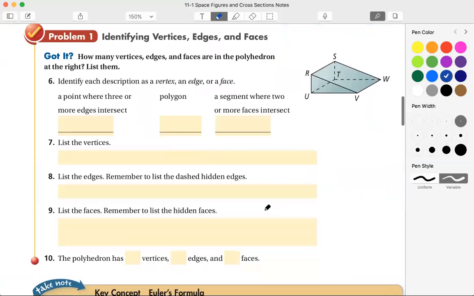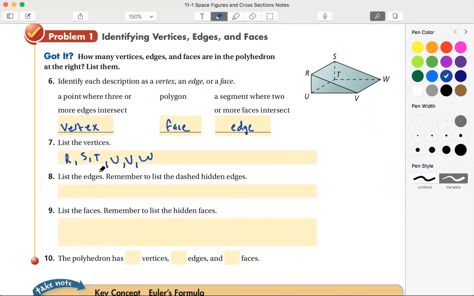All right, how many vertices, edges, and faces are in the polyhedron at the right? First identify the description of a vertex, an edge, or a face. A point where 3 or more edges intersect is called a vertex. A polygon is a face, and a segment where 2 or more faces intersect is an edge. So the vertices are going to be R, S, T, U, V, and W.